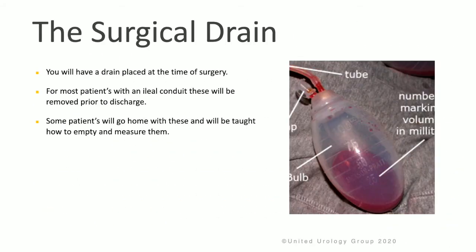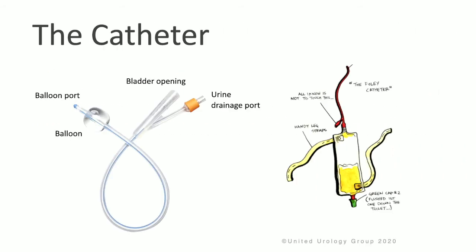Patients will have a drain placed at the time of surgery. For most patients that have an ileal conduit, these drains will be removed before discharge to home. Some patients will go home with the drain and will be taught how to empty and measure it. Patients that have the creation of a neobladder will have a urinary catheter placed that they will go home with as well.